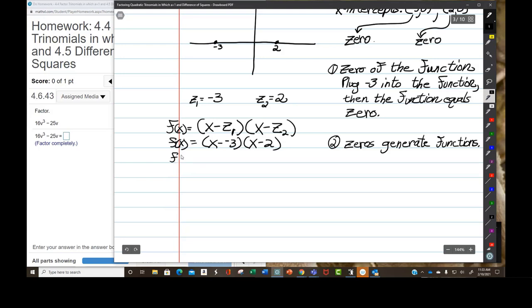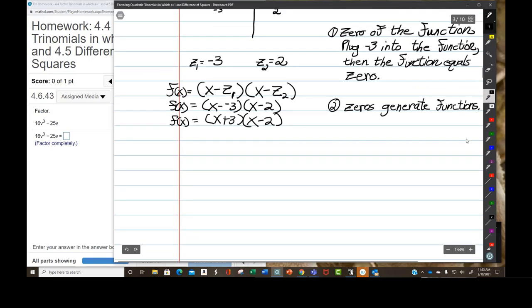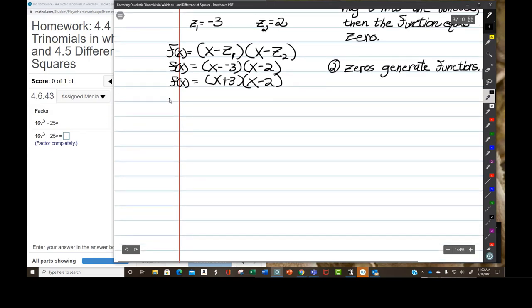f(x) equals x plus 3 times x minus 2. Now we're going to multiply them together. And notice that as we do this, we're going backwards from factoring. We're doing exactly the same steps, but going in the other direction.